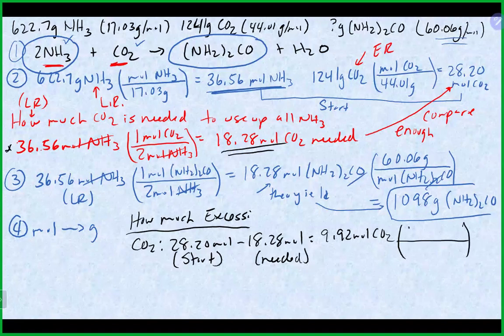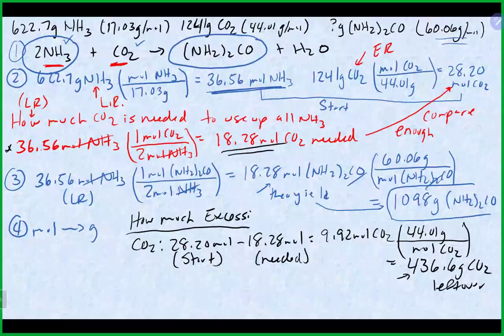if we use the molar mass of CO2, 44.01, that will tell us that in grams, we got about 436.6 grams of CO2 left over, right? We started with about 1,241 grams of it. So, we used about 800 grams or so in this reaction. We got about 400 grams of it left over.